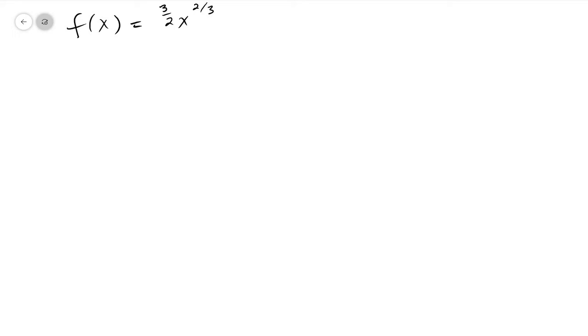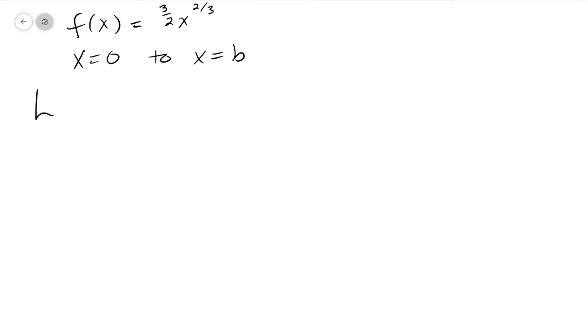This is Micah, and tonight we're going to be looking at an arc length problem. And we're going to be looking at this function, 3/2 x to the 2/3. For the first part of this video, we're going to be looking at the arc length of this curve from x equals 0 to x equals b.